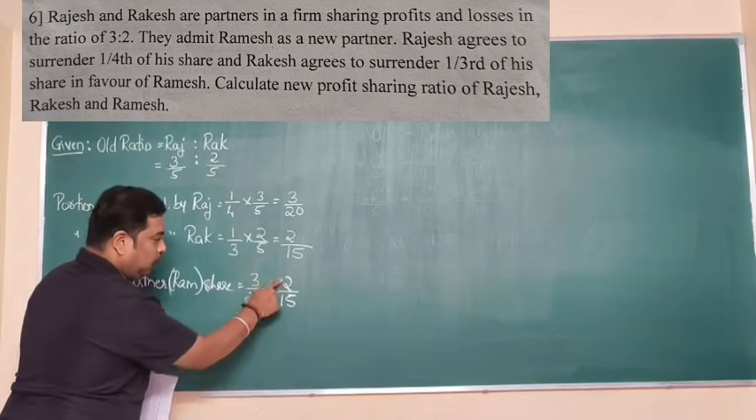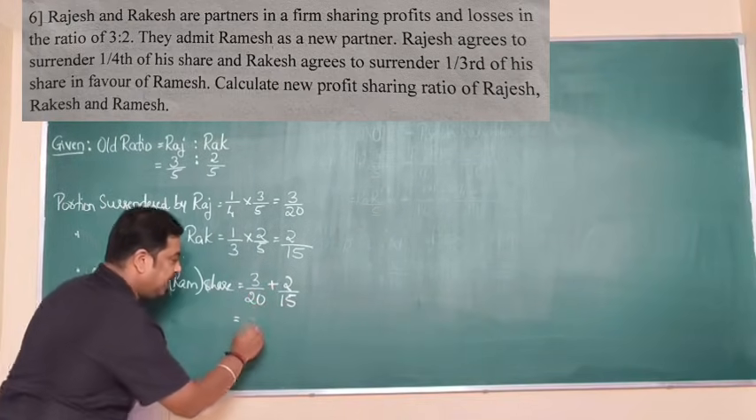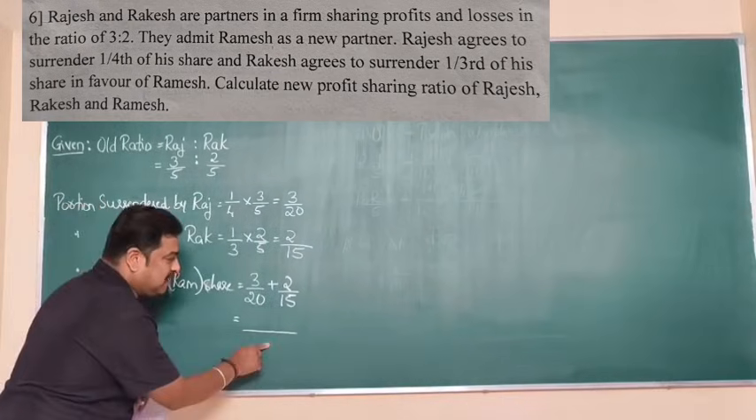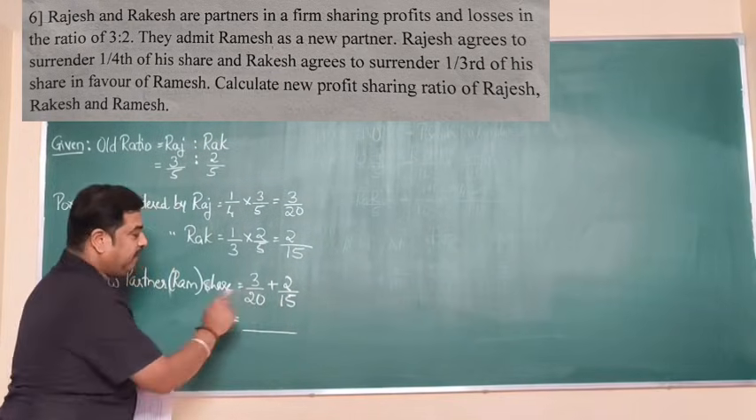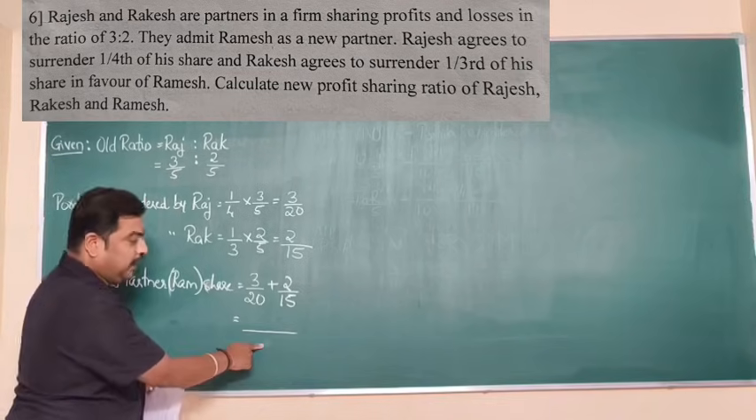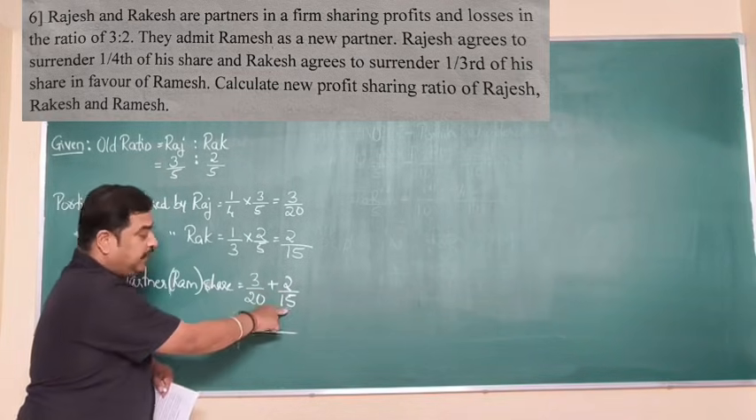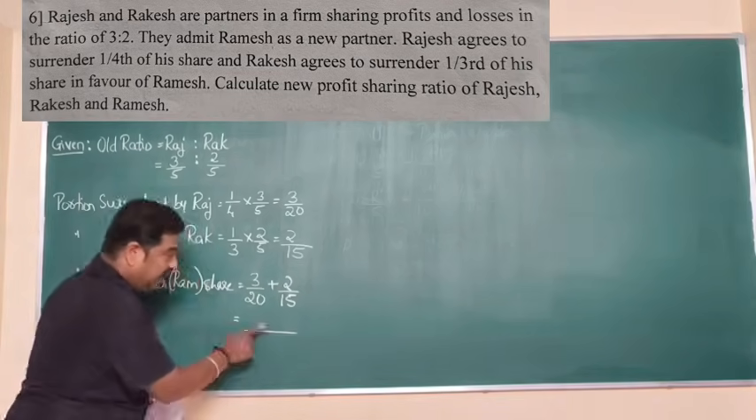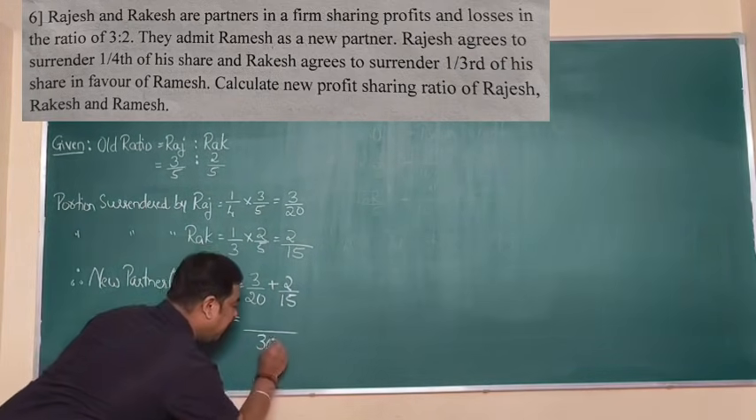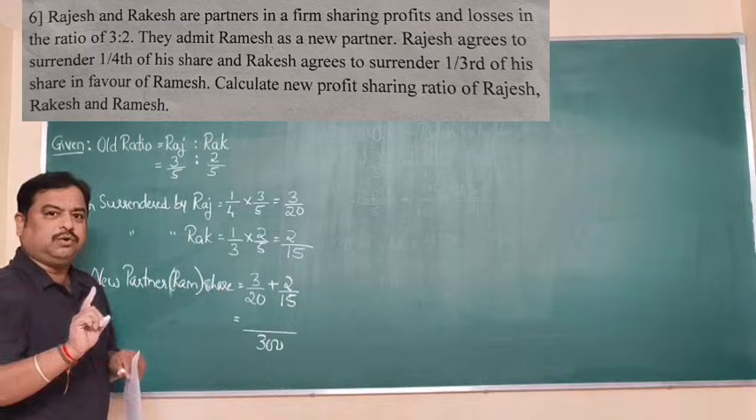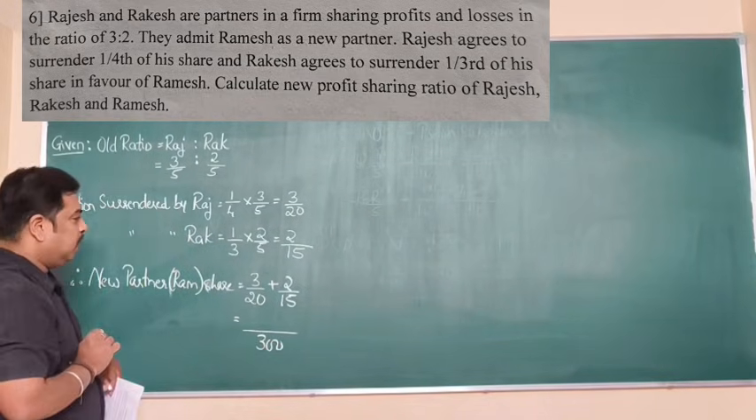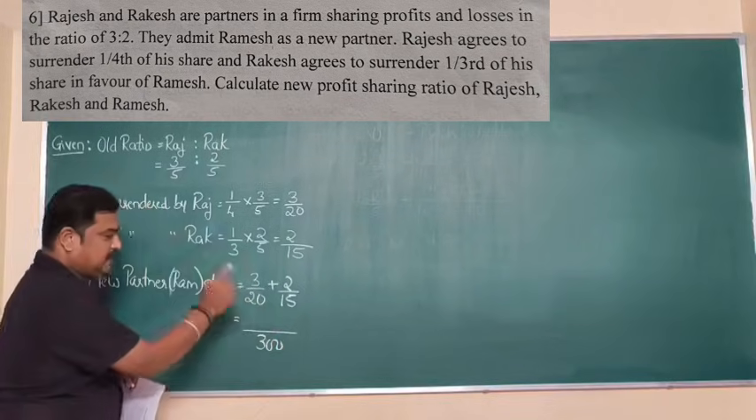3 by 20 and 2 by 15, the denominators are different here. Take the common LCM. The LCM should be such that it is in the tables of 20 and 15. What shall we take? 20 we don't have in the 15 table, and I cannot take 15 either. Can I take 300? Simple. If you don't know how to get this, multiply these two. 300 is a common number.